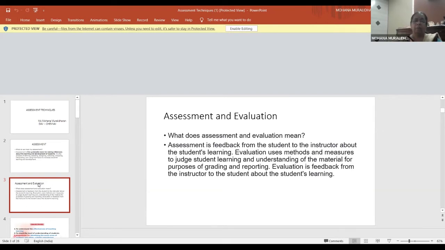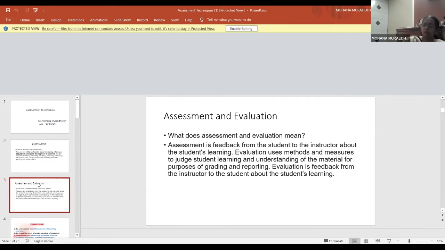So the purpose of assessment is only to make the person who is teaching understand how much he or she has reached the students. And the purpose of evaluation is nothing but the various techniques used to understand the learning and understanding level for grading and reporting. I must be in a position to evaluate and report.